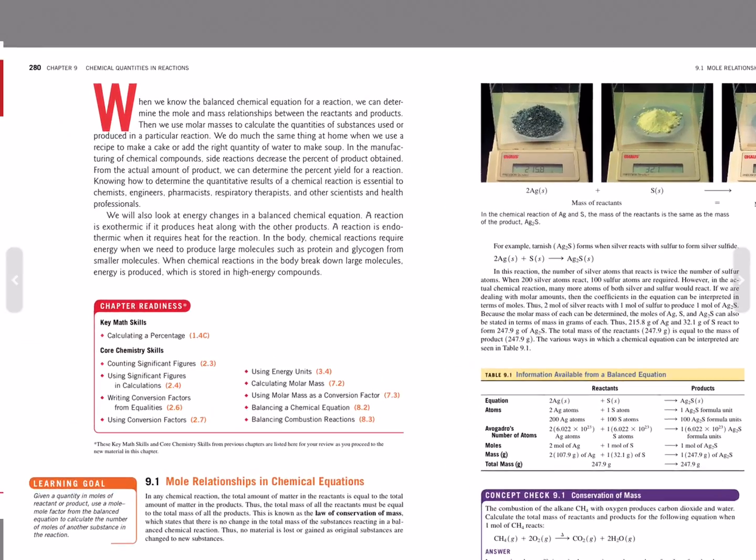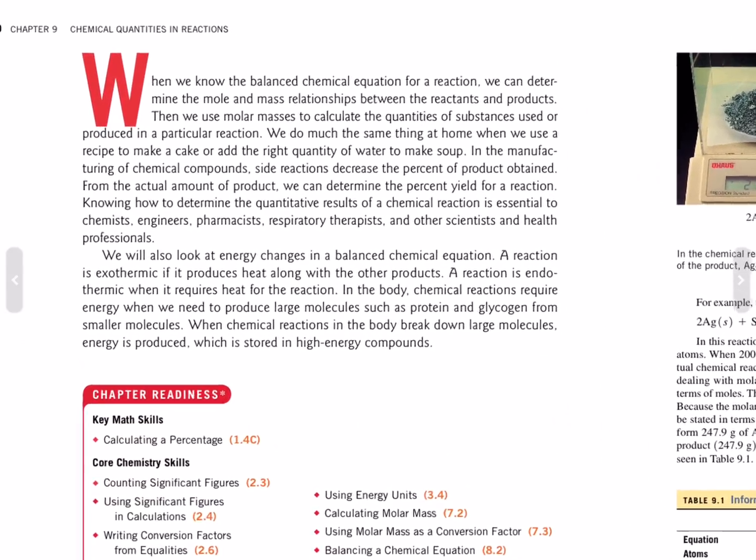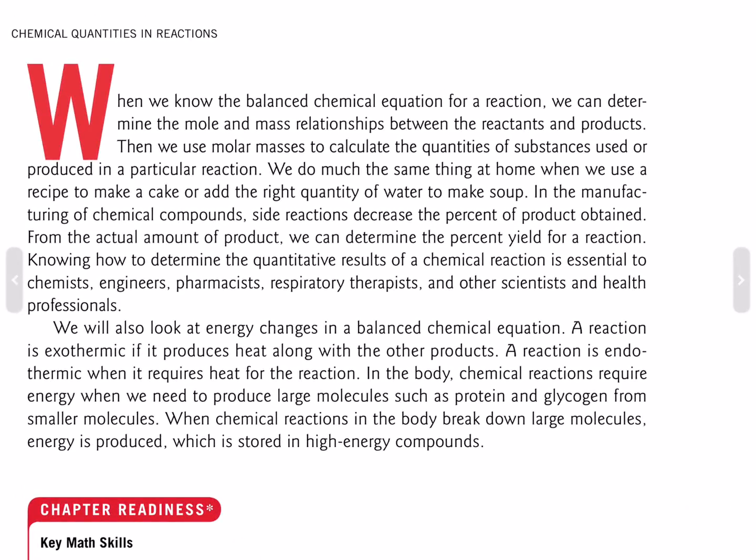Chapter 9 Chemical Quantities and Reactions. When we know the balanced chemical equation for a reaction, we can determine the mole and mass relationships between reactants and products. Then we use molar masses to calculate the quantities of substances used or produced in a particular reaction.